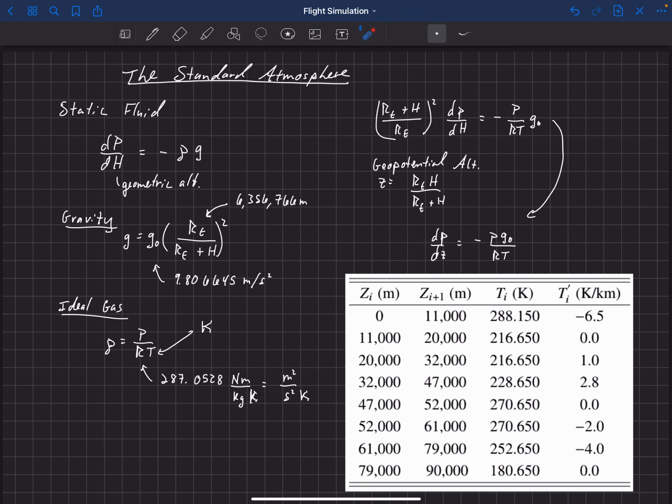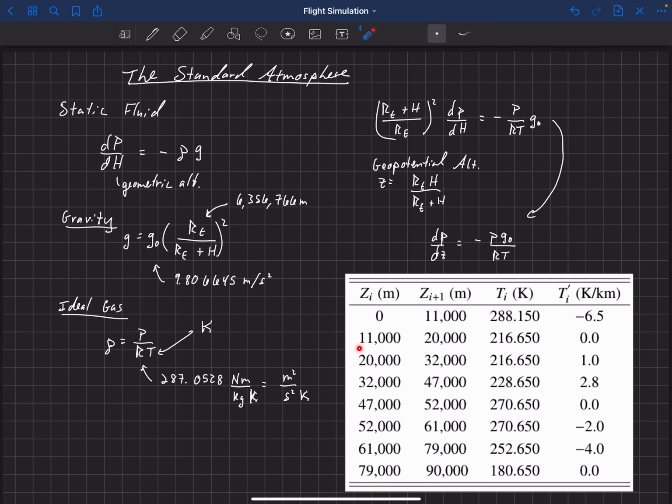The temperature T sub i is the temperature at the beginning of this region. Okay, so I've got Z sub i is the geopotential altitude at the beginning of this region. Z sub i plus 1 is the altitude at the end of this region, or at the upper part of this region. So the initial temperature is 288.150 K, and then T i prime is a slope of how the temperature changes per kilometer, okay? So we've got some temperature gradient here that's constant in this region.